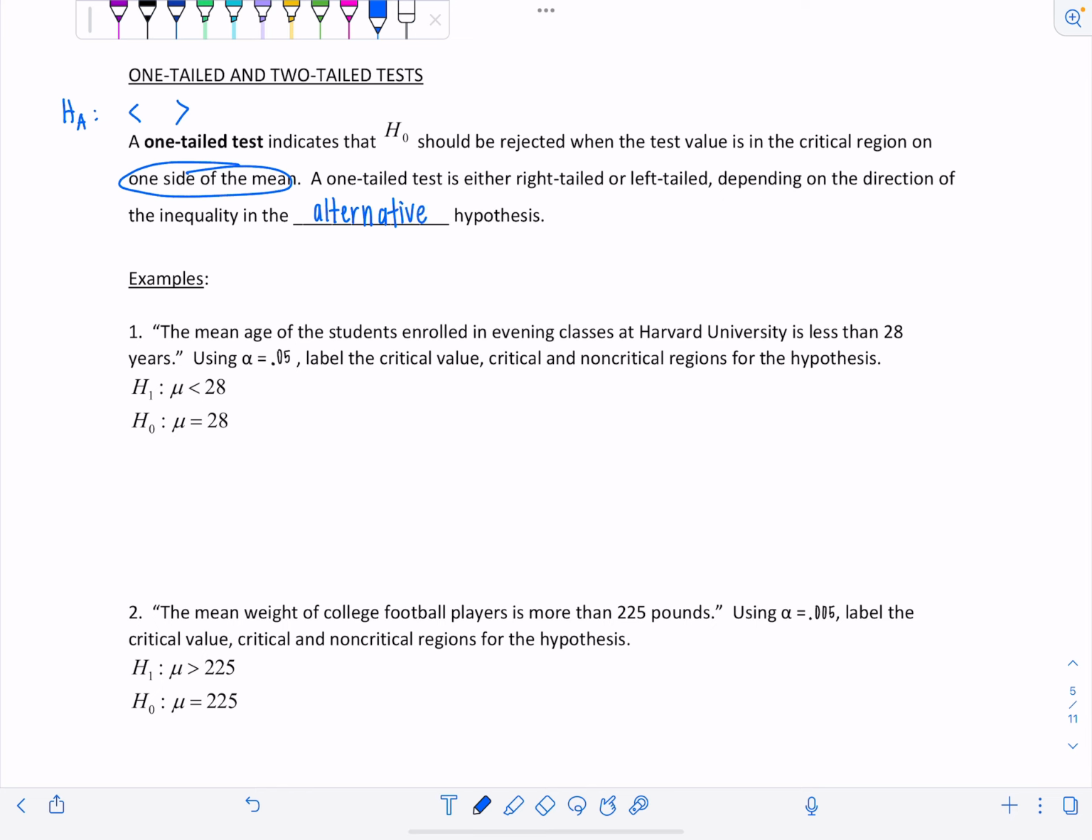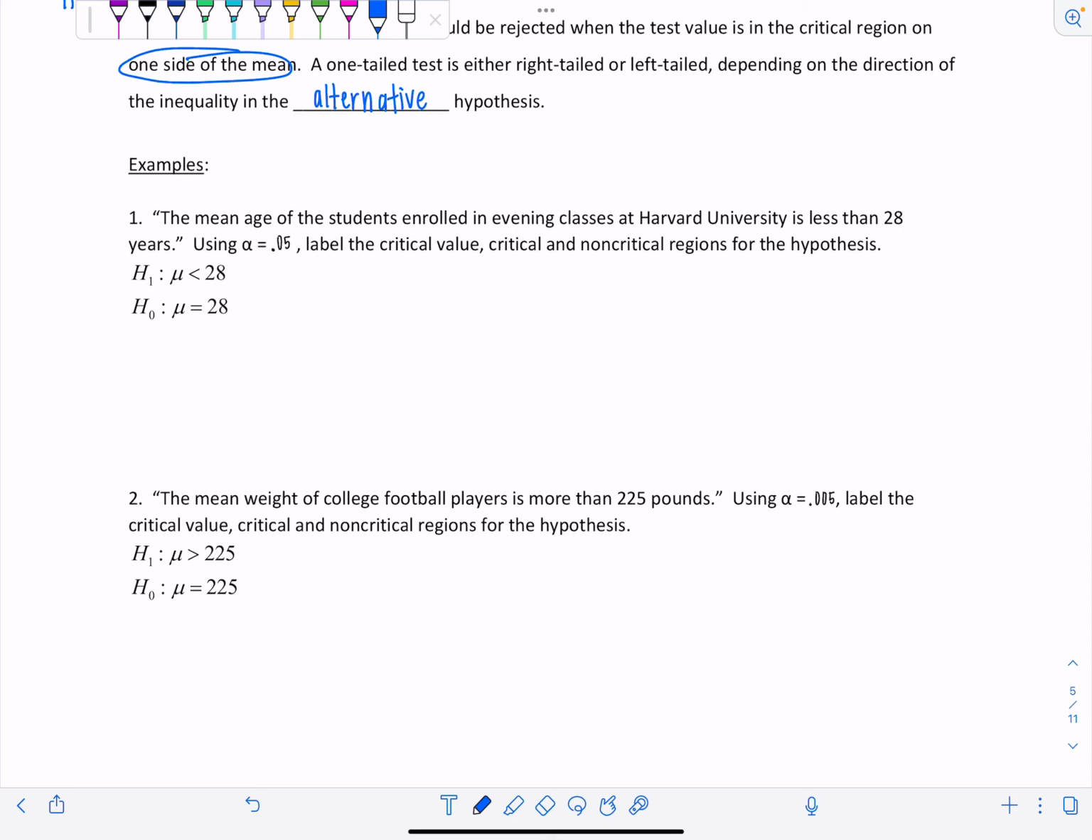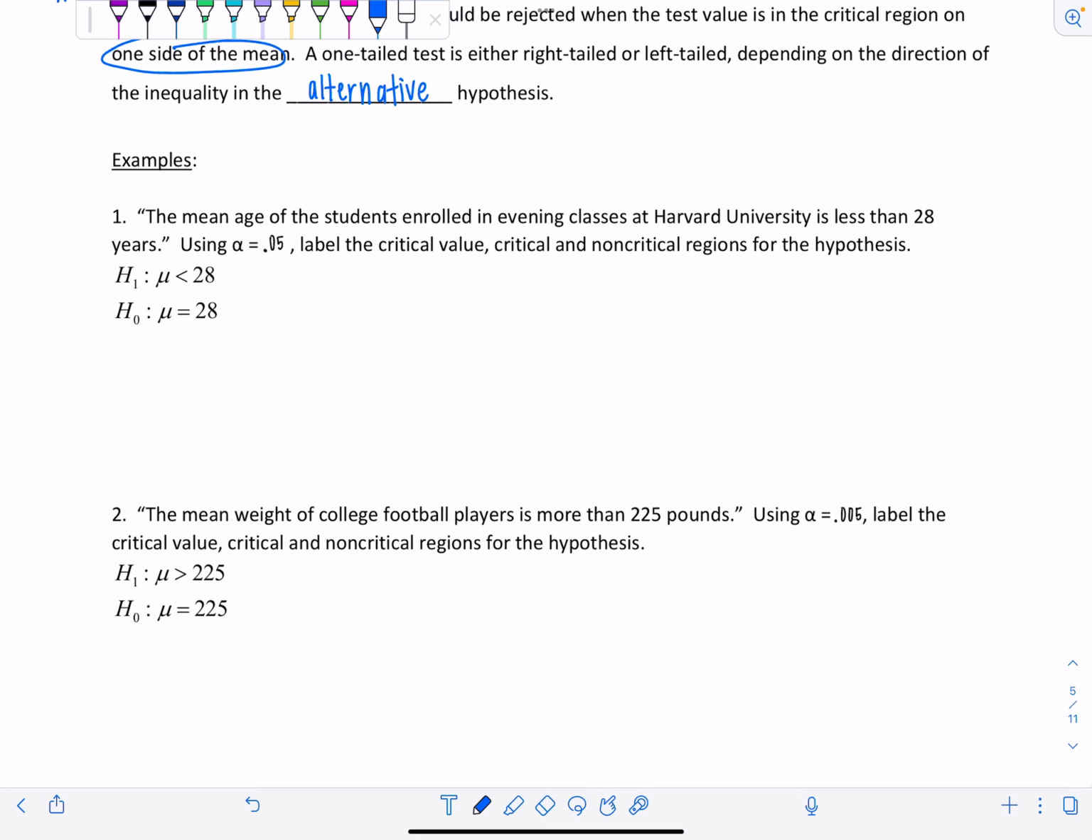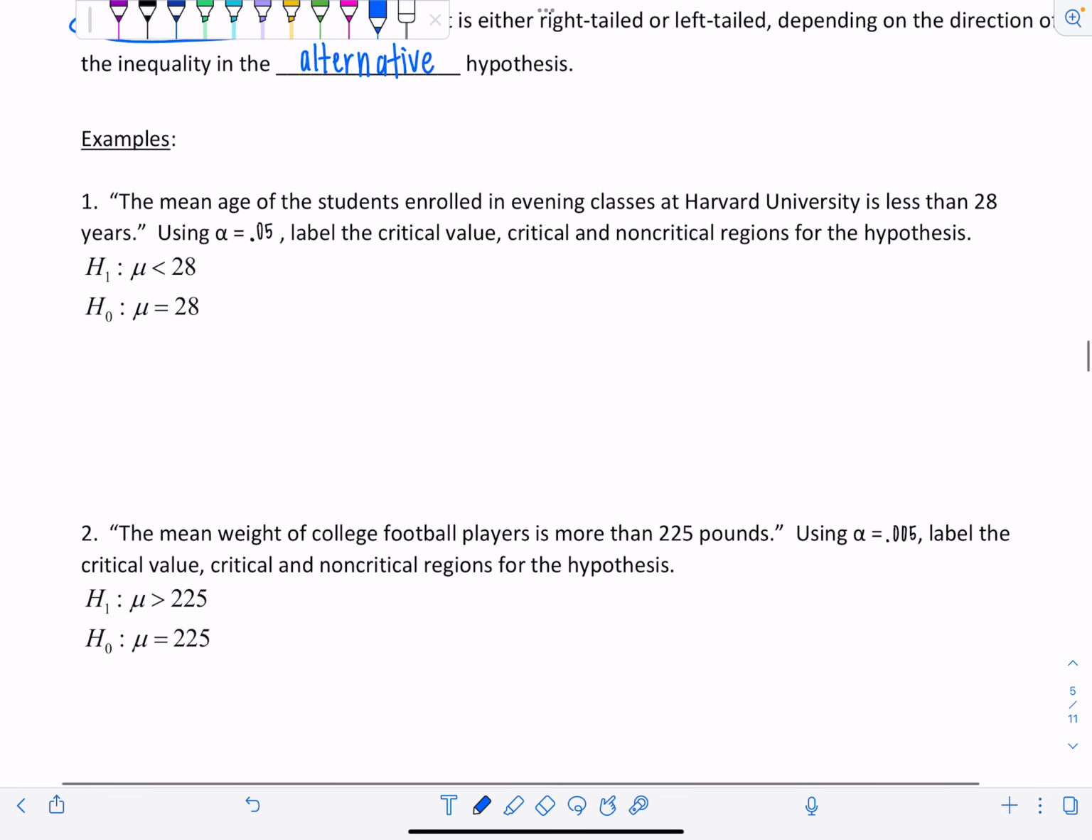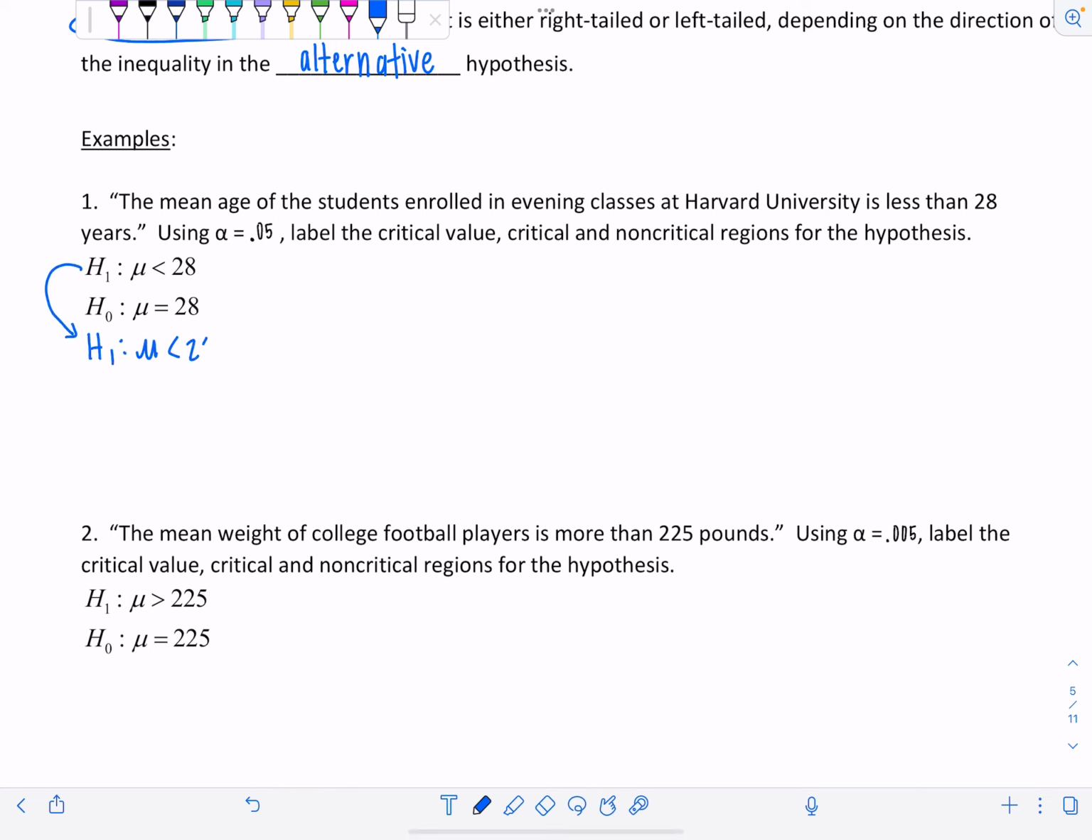Cool. So let's look at some examples here. And these are all one-tailed tests that we're going to look at. I did change the alpha level if you have the original printout of the notes, so just update it. So first example, the mean age of the students enrolled in evening classes at Harvard University is less than 28 years. Using alpha equals 0.05, label the critical value, critical and non-critical regions for the hypothesis. And really, this alternative should be written below the null. Mu is less than 28, okay?